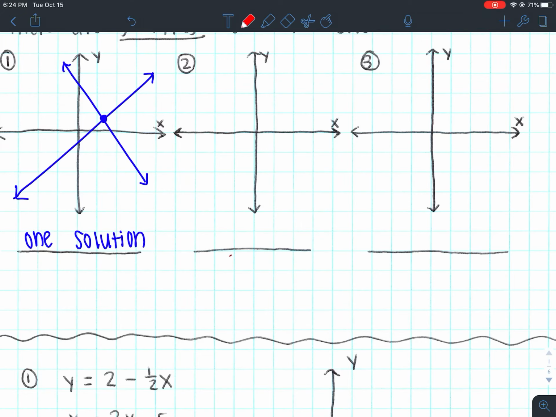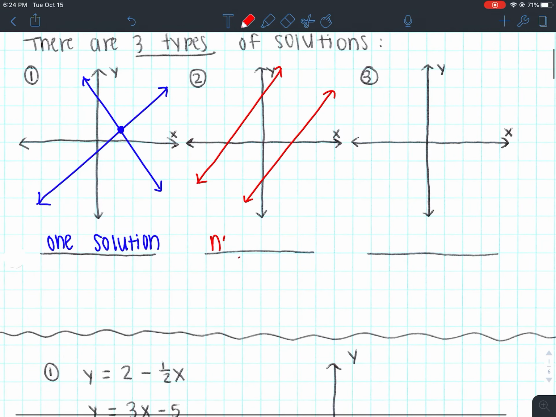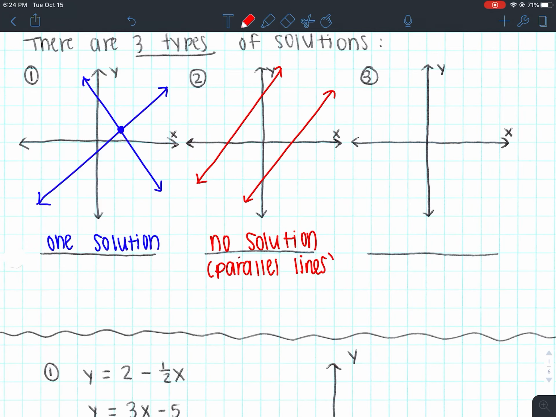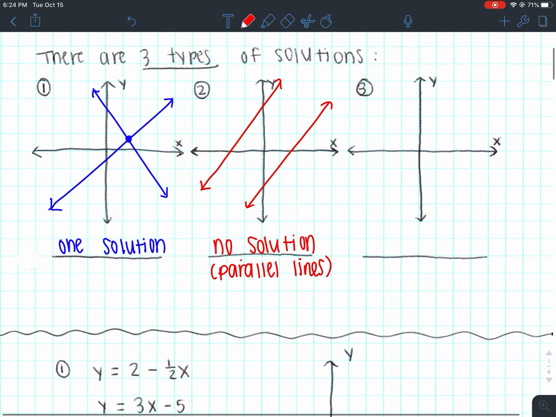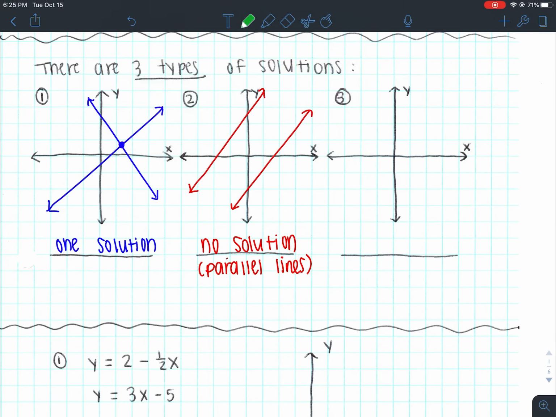So another solution I could have is if I have one of my lines here and the other line here. These would have no solution. There is no intersection here. And lines that don't cross are also known as parallel lines. So I'm using some knowledge back from Unit 4 here. So we're talking about parallel lines. If they have the same slope, they're not going to intersect, which means they're going to have no solution. They can't cross each other.